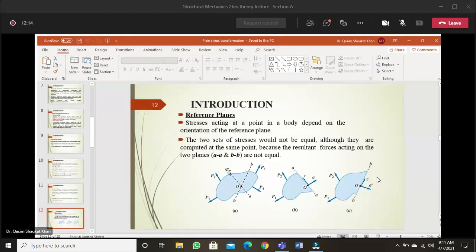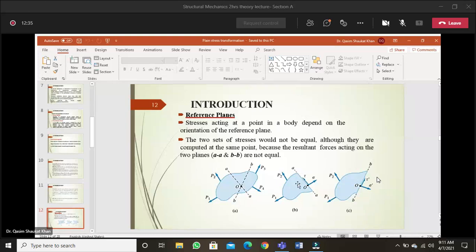Now there are two sections that have been cut. One section is section AA. The section is cut like this, resulting into this shape. Then the second plane is BB. The section is cut about this BB section, and it results into this shape.